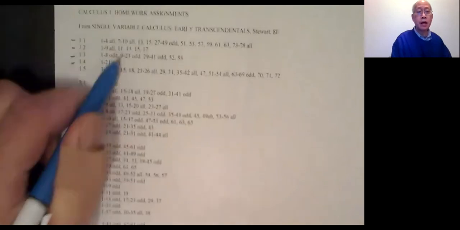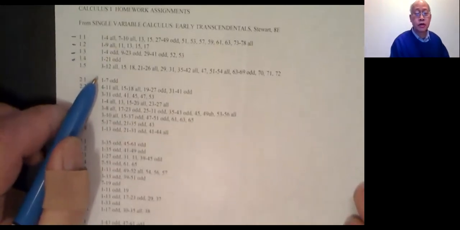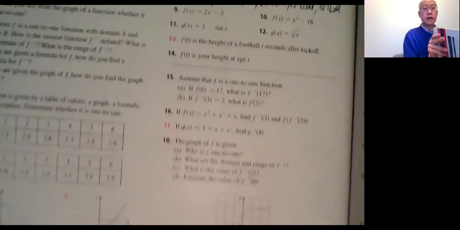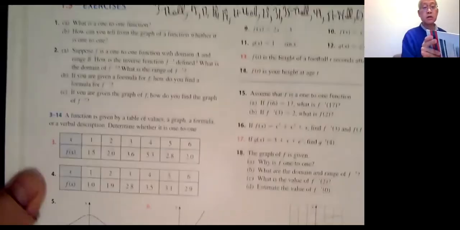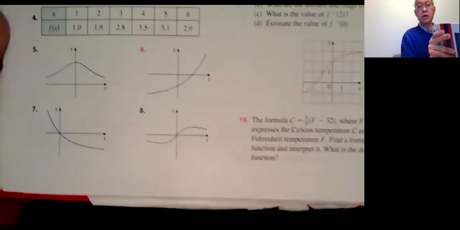All right, so 1.5, we're now reviewing logs, inverse functions, good stuff like that. So here we go. Again, let me show you what the problems are for those of you that don't plan on getting the book. Page 66. So here are some problems. Some more.